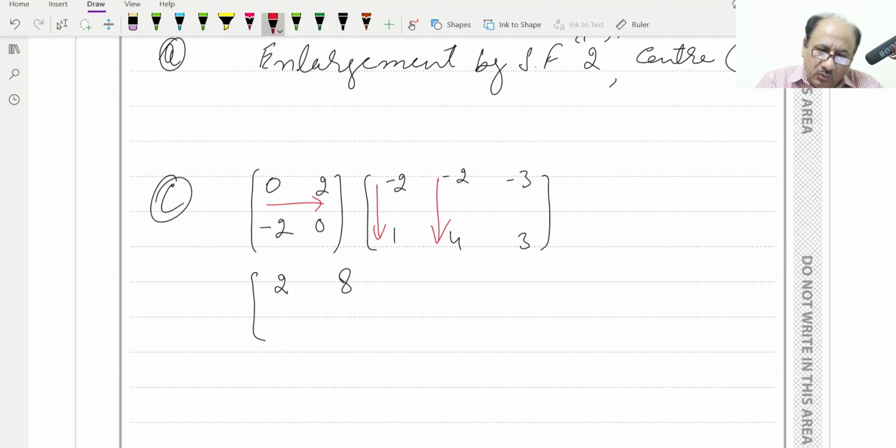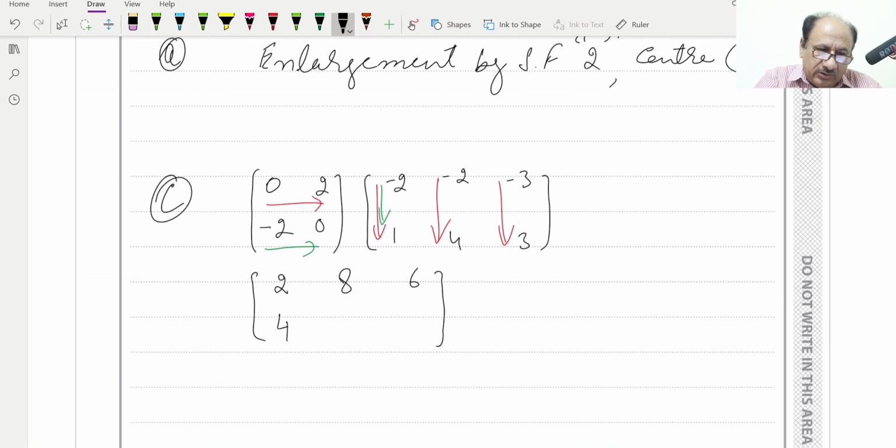Then first row and third column: 0 into minus 3 will be 0, and 2 into 3 will be 6, so our term will be 6 over here. And next we can take this one, first row, first column, so it will be minus 2 and minus 2 will be 4, and 0 and 1 will be 0.